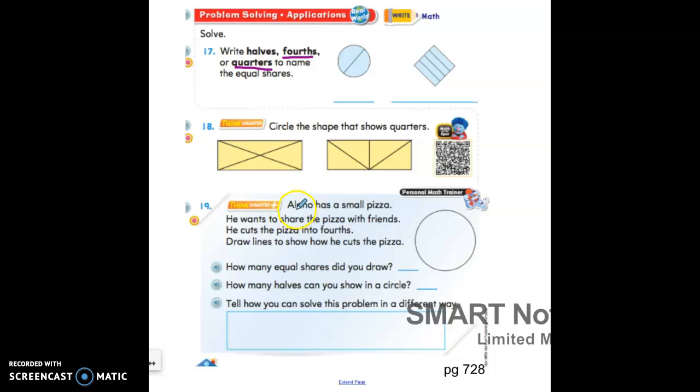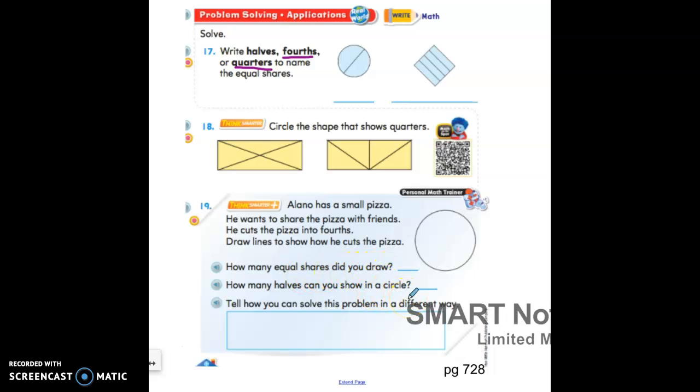Number 19, Alano has a small pizza. He wants to share the pizza with his friends. He cuts the pizza into fourths. Draw lines to show how he cuts the pizza. You're going to use this circle to show how you can cut the pizza in 4 equal parts, and then answer the questions that are below.